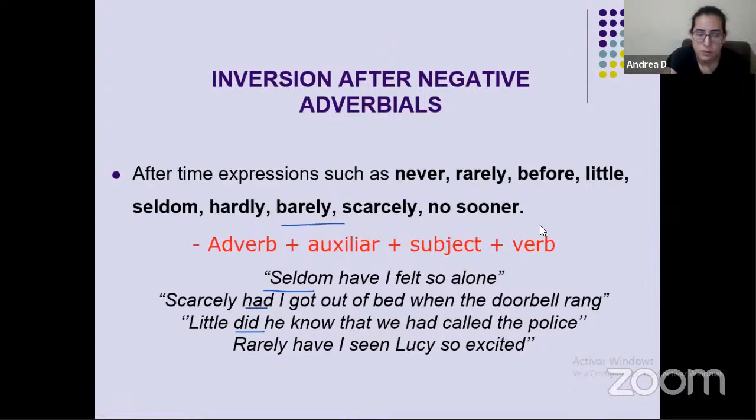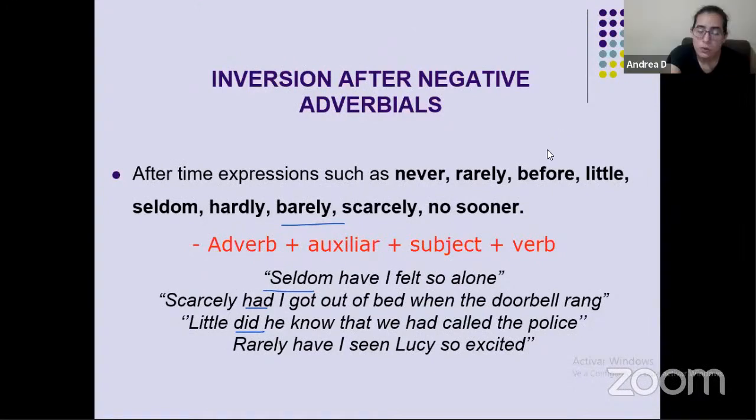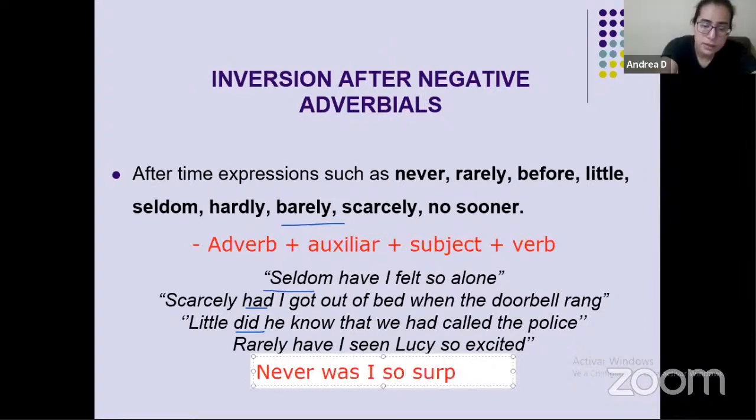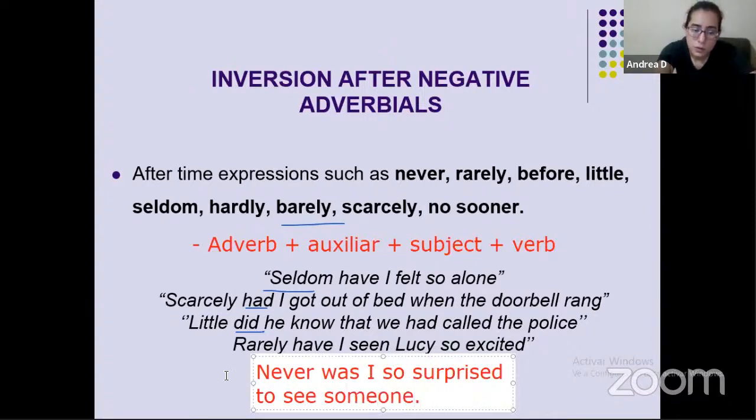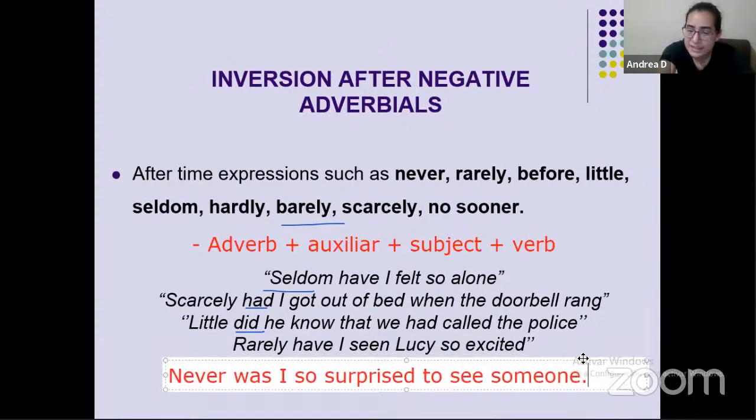So yes, those are some ideas. So a negative adverb, auxiliary, and subject. And this also works with the verb be, as an auxiliary. So you could say, never was I so surprised to see someone. So the verb be is still an auxiliary, but in this case it's different because you don't have a verb after. I think there's another category for this, but it also works.